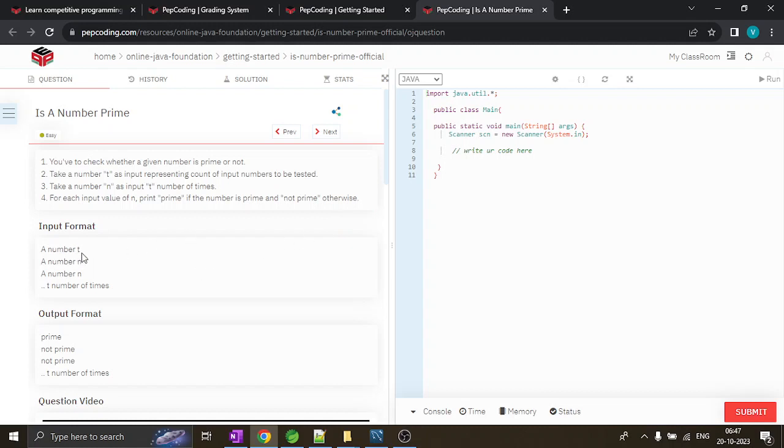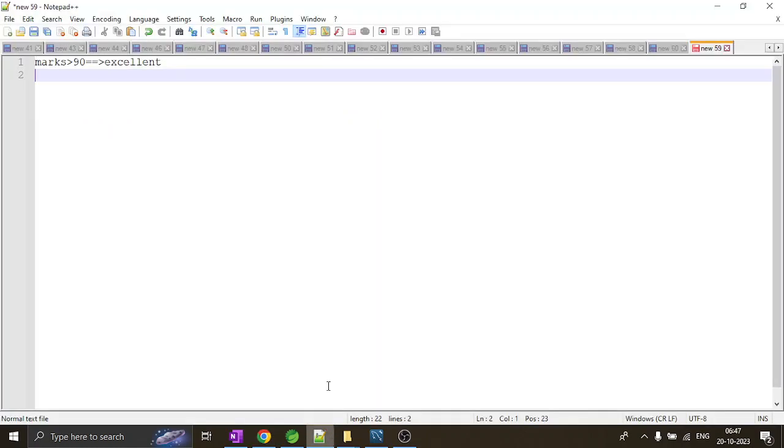So we have to take an input t first. t is basically the number of times we are going to get the input, and after that we have to iterate over all those numbers, and we have to check if those numbers are prime or not. So before going to the coding part, let's understand what prime numbers are.